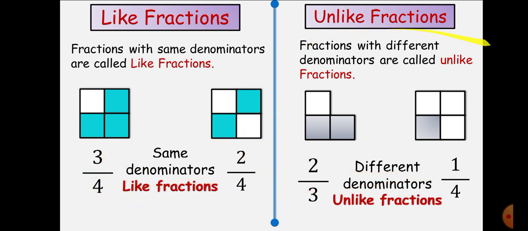But if I come to unlike fractions, what are unlike fractions? The fractions which are having different denominators are called unlike fractions. A figure that's having 3 parts and 2 of them are shaded, that means 2 over 3. A figure that's having 4 equal parts and 1 part is shaded, that means 1 over 4. So here 3 and 4 are different, so that means these are unlike fractions.